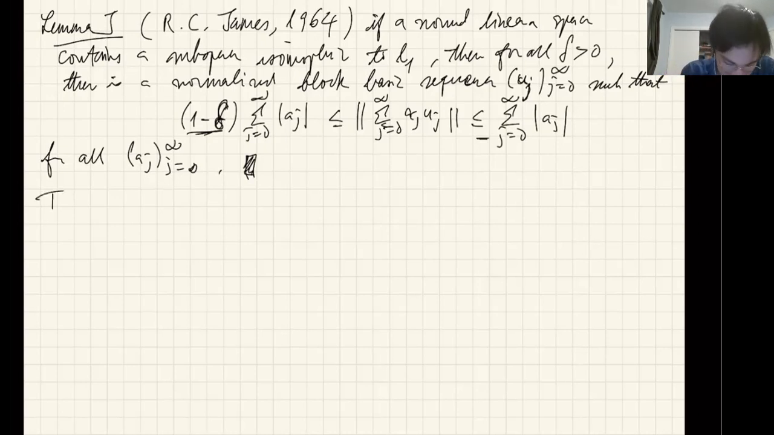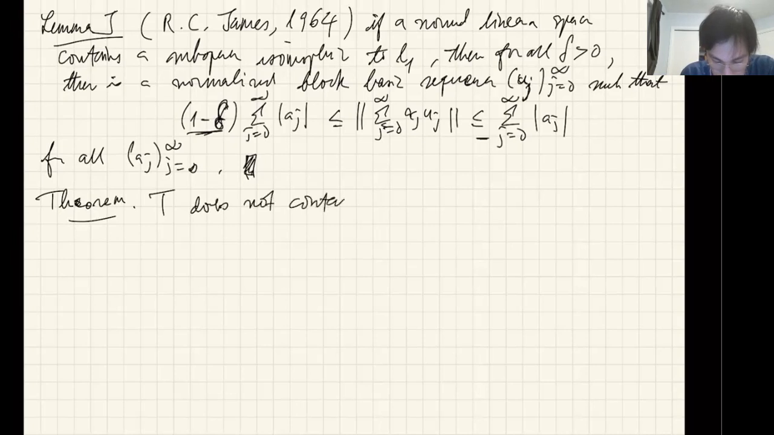All right, so let's show that now. So this is a theorem we're actually going to prove. It's the first proof of this, I guess, in what's becoming quite a long video. T does not contain a subspace isomorphic, so linearly isomorphic, to L1. So, proof.